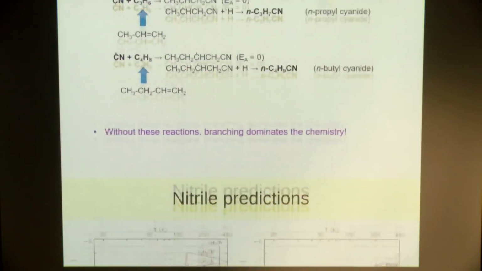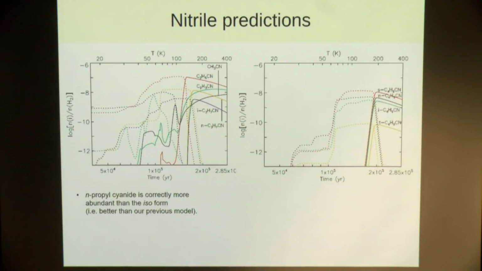Okay, so what do we see as an actual model result here? Firstly, we reproduce the observations. We get greater abundance of the straight chain form than the iso form. As I said, this was the only process that I could find that would actually reverse that ratio. So we're already looking at a success, I guess you could say, based on that new set of reactions.